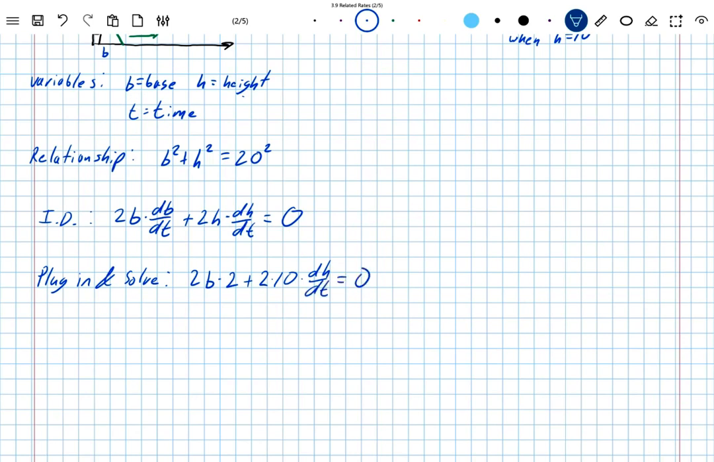Okay. I can't quite solve for dh dt yet. I still have this b. So this will happen sometimes, and it means that secretly you probably do know what b is at this moment in time.